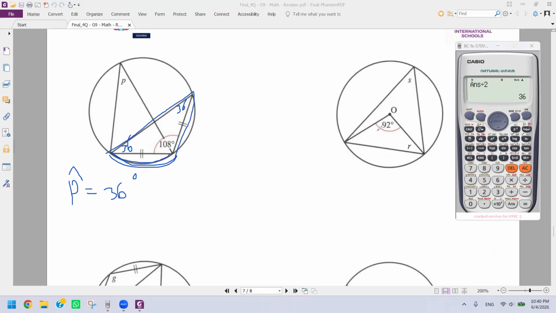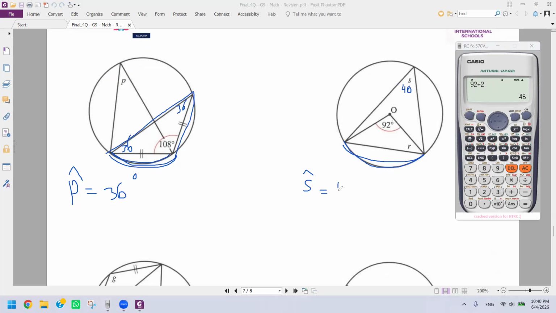Now, next question. We need to find R and S. Let's start with S first. It's the theorem. Look, it has this R, the angle 92 and S. But this is from the center, so the one on the circumference has to be half of it. So we do 92 divided by 2, 46. So S is 46.